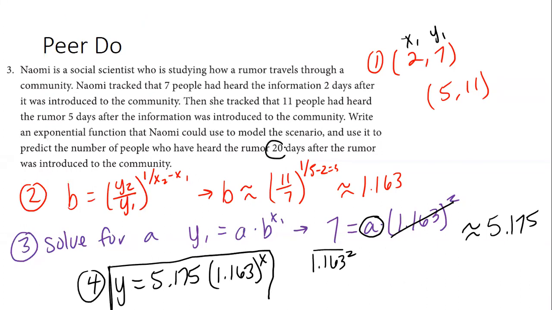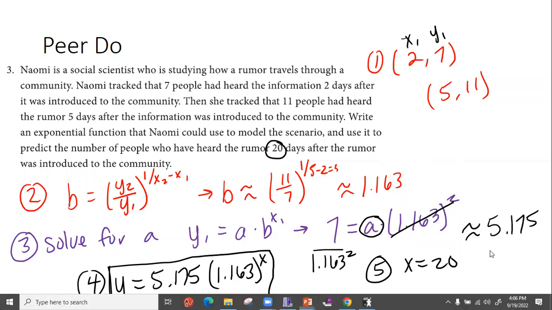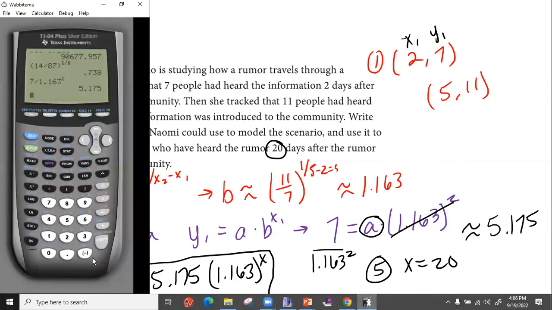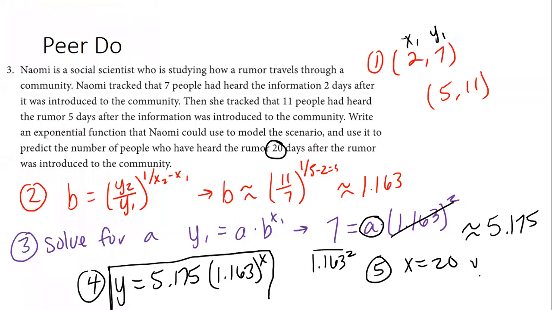All right, so step 5, is there a further part to this? Yes, they want to know on 20 days. So when x equals 20, what do we get? So I'm going to go to my calculator and I'm going to plug in 20. So I have 5.175 times 1.163 to the 20th. So after 20 days of this rumor roaming this town, how many people know now? About 106 people. So y is approximately 106 people.